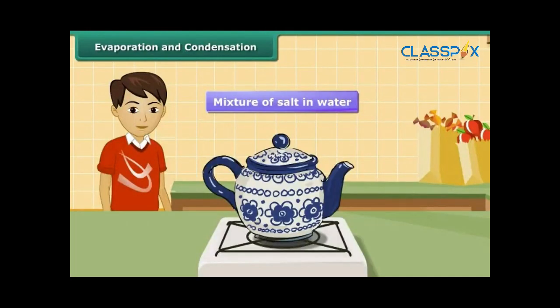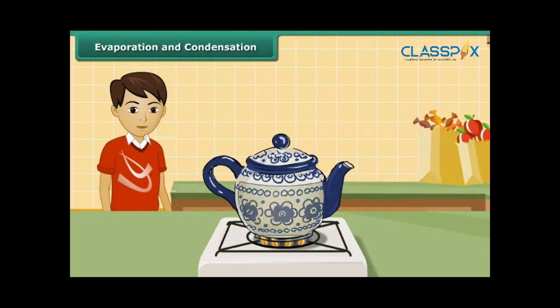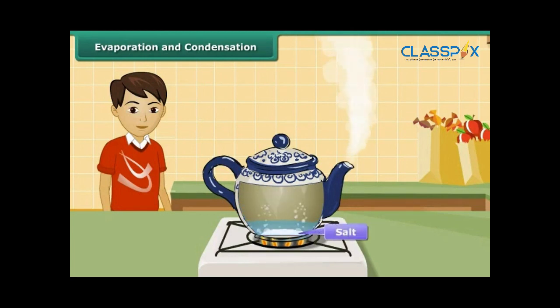When we have a mixture of salt in water to separate, we take the solution in a kettle and cover it with a lid. Now gently heat the kettle for some time. Heating transforms water into vapor that escapes from the spout of kettle. Continue heating till all the water gets converted into vapor and only salt is left behind in the kettle. Thus, salt dissolved in water can be separated from the water through this process.